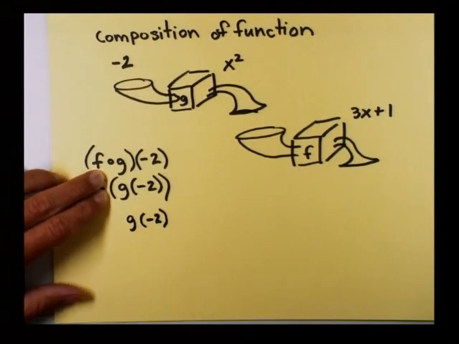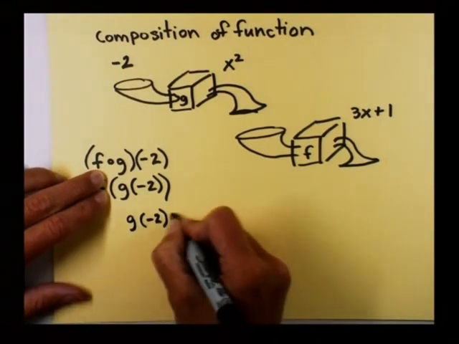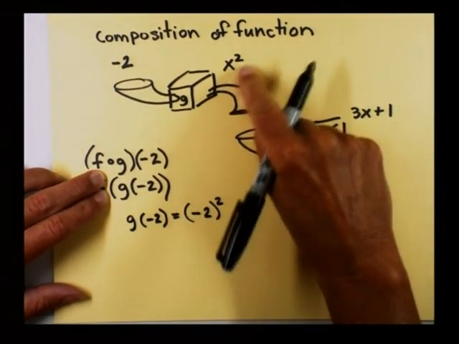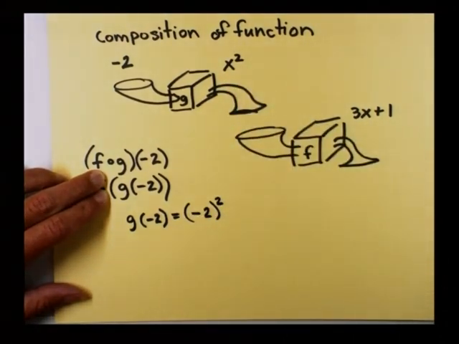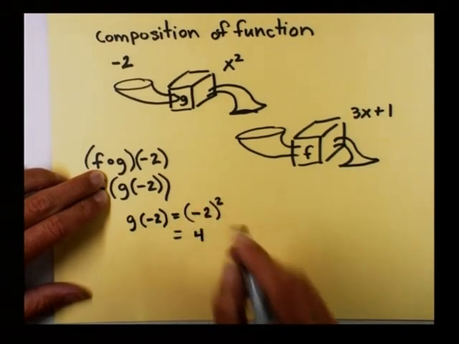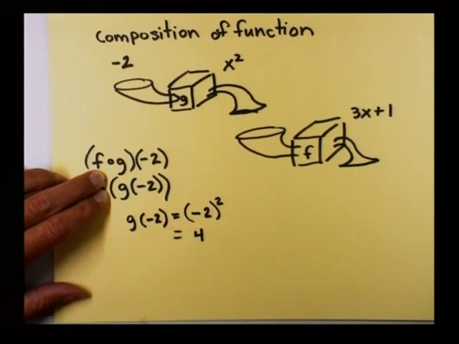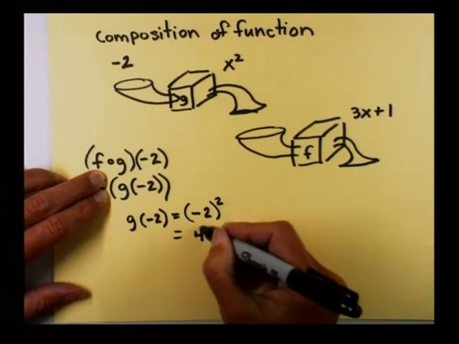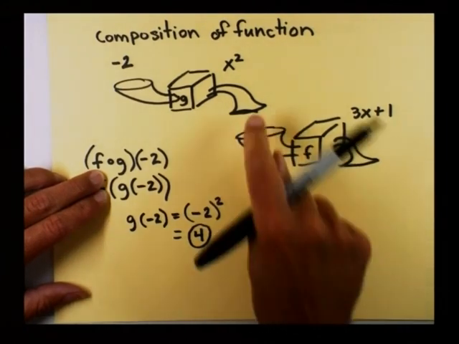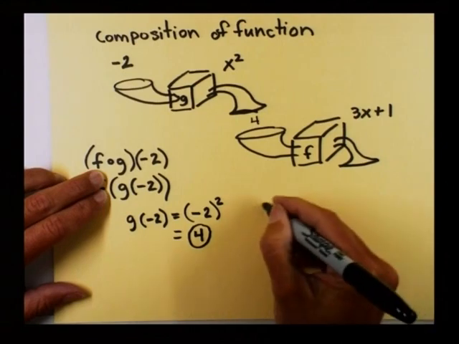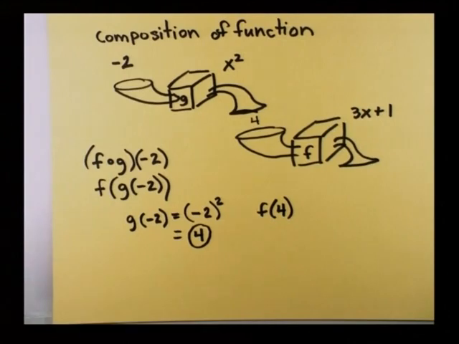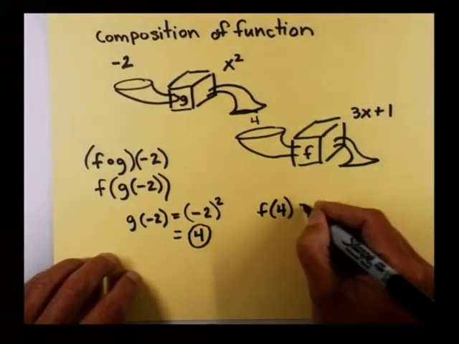That's my first step. So in order to find G of negative 2, I'm putting negative 2 in place of the x up here in my G function, x squared. Negative 2 squared gives me 4. That is my answer for G of negative 2. I take that now, that comes out, and it's going to drop into my next function. So the next function I'm working with is f of 4. 4 is going into my F machine.